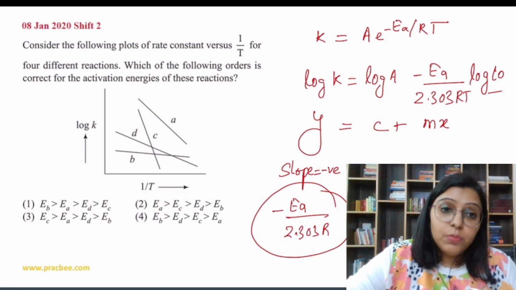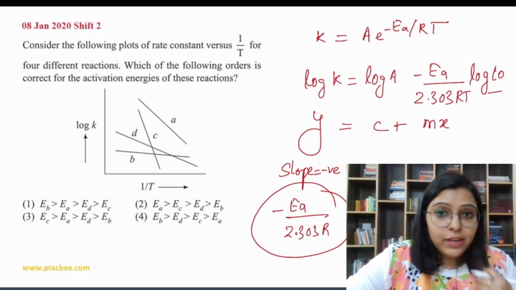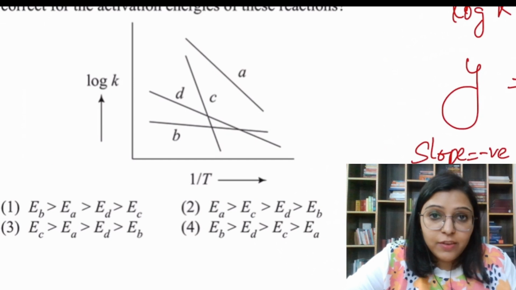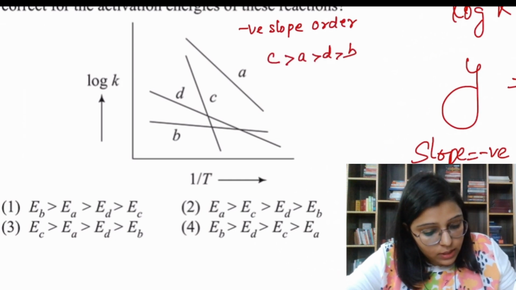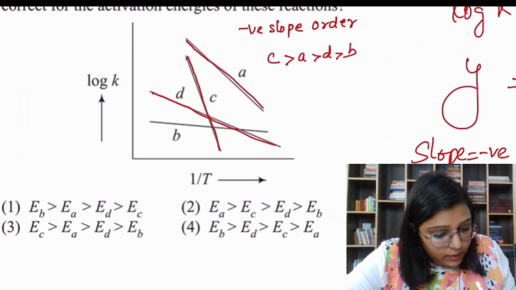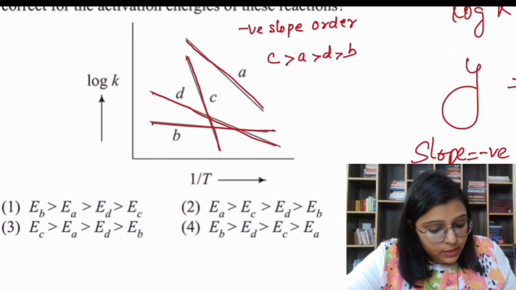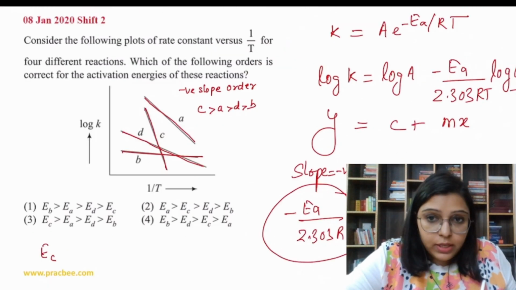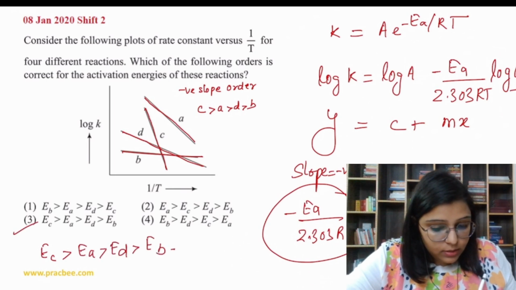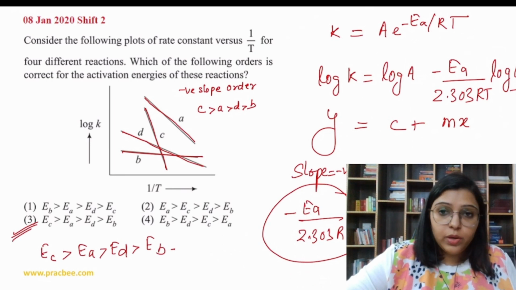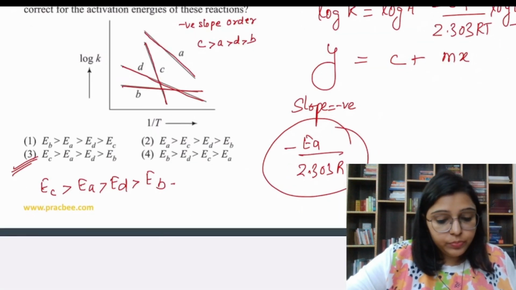Okay. So which one has more activation energy? The one which has more negative slope. So if you see the curve carefully, which one has more negative slope? So negative slope order is C, then A, then D, and then B. See, C has the most. Then A, then D, and then B. So it means activation energy is going to be in the order of EC, EA, ED, and EB. So answer 3 is the correct answer. Okay. Now let's do next question.